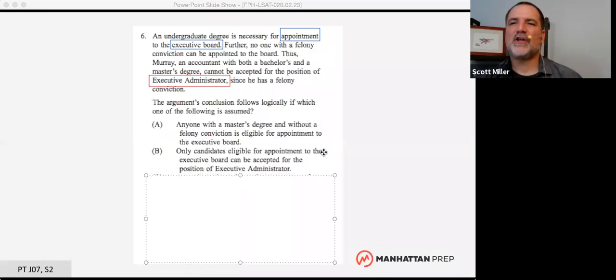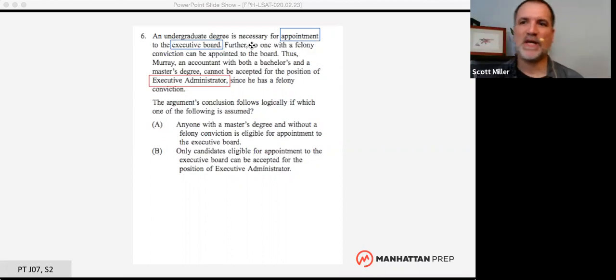Answer B: Only candidates eligible for appointment to the executive board can be accepted for the position of executive administrator. I really like that answer choice because it does what I'm looking for. It connects the idea in the conclusion, executive administrator, with the different information that we're given in the premises, appointment to the executive board. So in a sufficient assumption question, just like Lenore drives to work, this is the piece of information that we need.